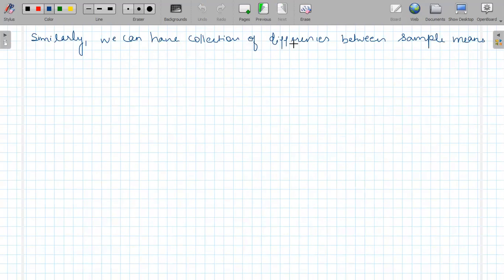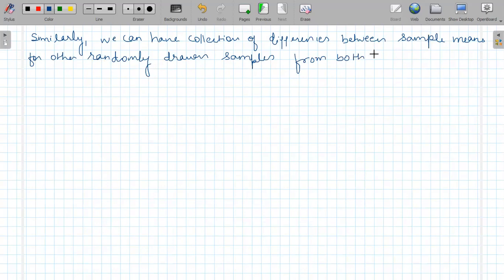So similarly, we can have a collection of differences between sample means for other randomly drawn samples from both populations.